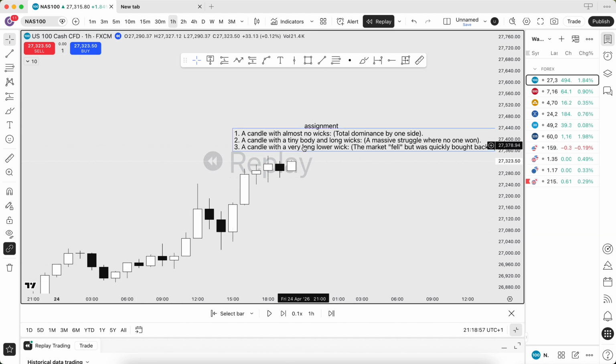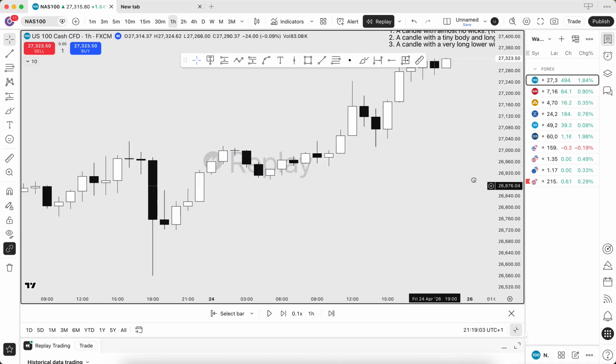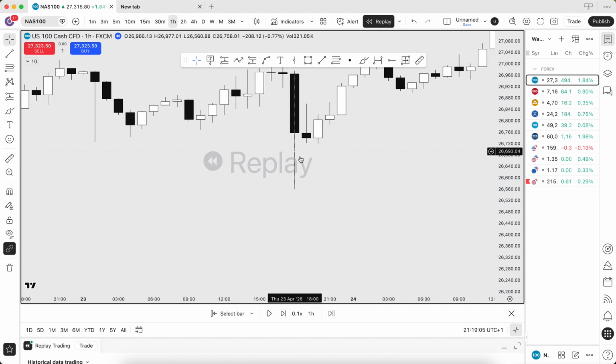So identify that. And then thirdly, a candle with a very long wick. This happens most times in spikes. Look at something like this.